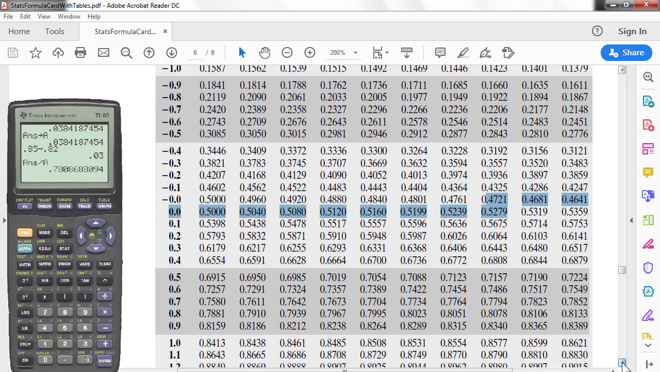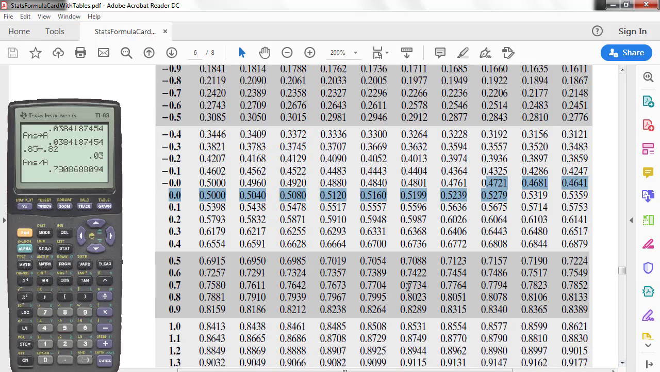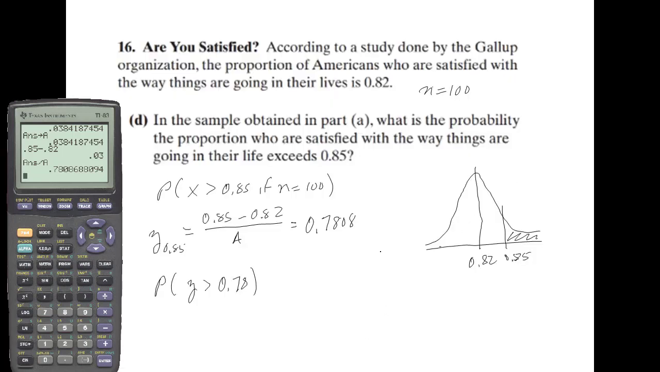So I can do that by going to a table. 0.78, where's that at down here? Okay, 0.78, and then this is 9, so 8, so 0.7823. So this is equal to 0.7823. And so this area, oh wait. So this is going to be 1 minus 0.7823, and that's going to be equal to 0.2177. So this area over here is 0.2177. All right, so that takes care of that.